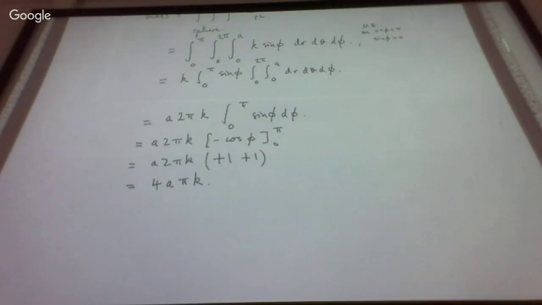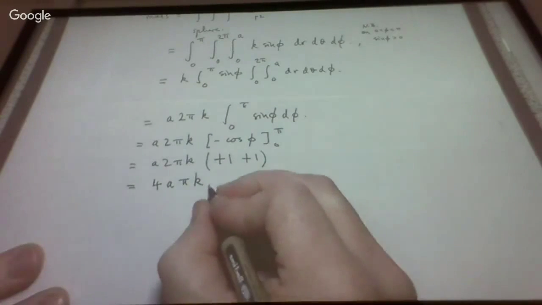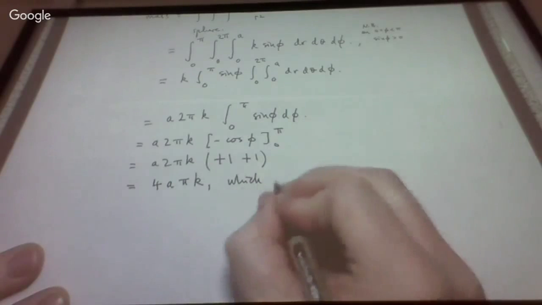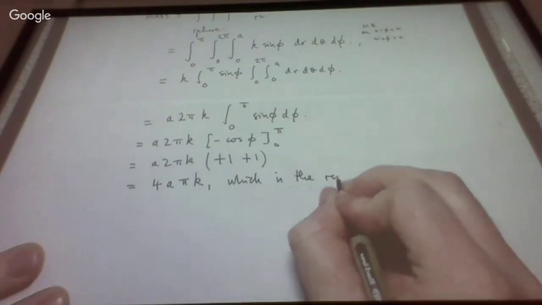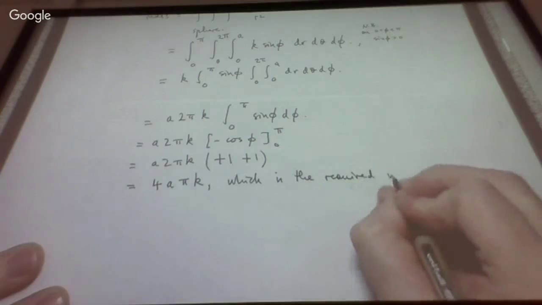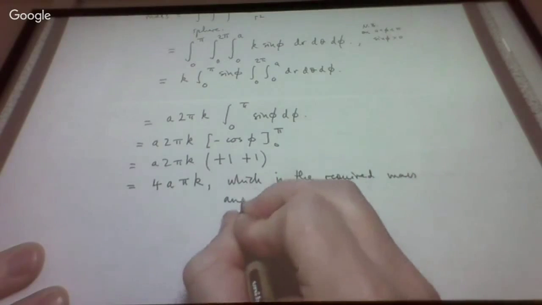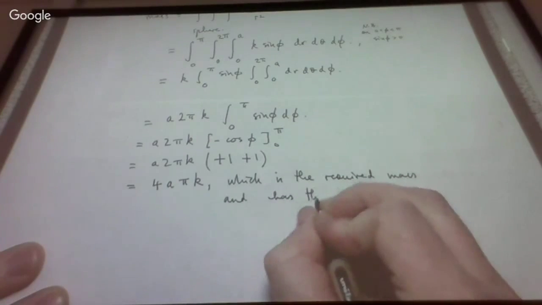That looks like the correct form. So remember at the start we said we expect some kind of formula involving the density constant k, involving the radius a, and we're integrating over a sphere, so there could well be a pi in there as well. Okay? So this is the required mass, and it has the expected form.